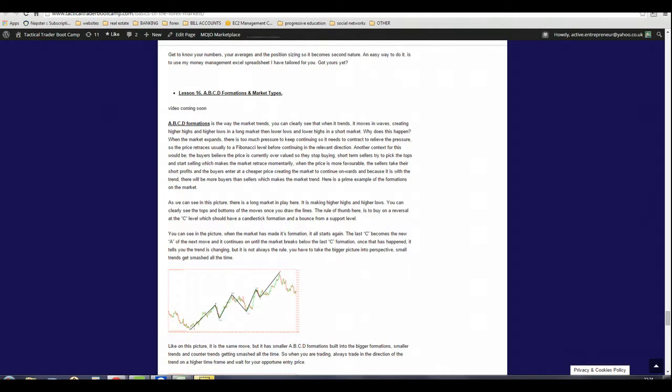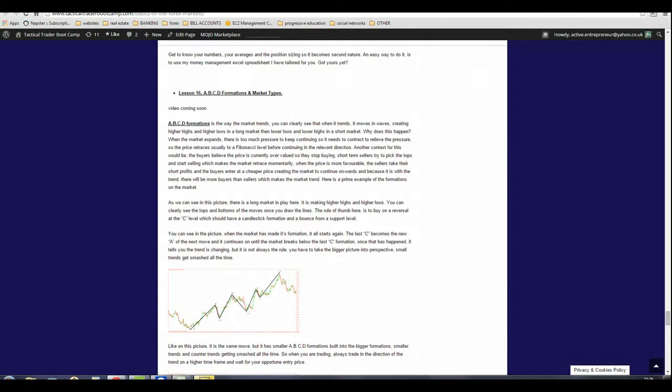A.B.C.D formations is the way the market trends. You can clearly see when it trends. It moves in waves, creating higher highs and higher lows in a long market, and then lower lows and lower highs in a short market. Why does this happen? When the market expands, there is too much pressure to keep continuing on, so it needs to contract to relieve the pressure. So the price usually retraces to a Fibonacci level before continuing on in its relevant direction.